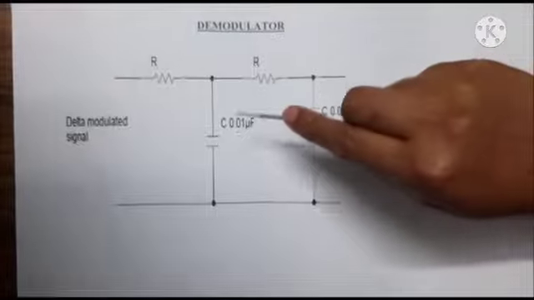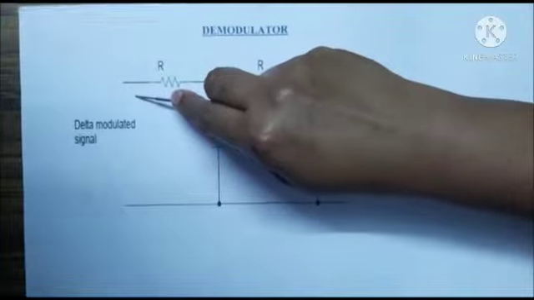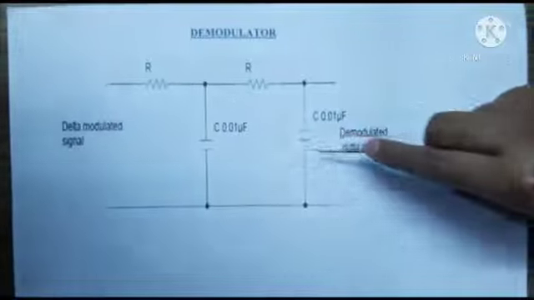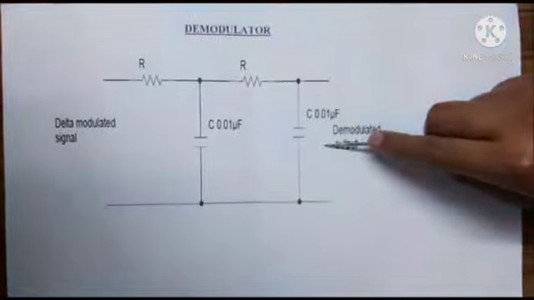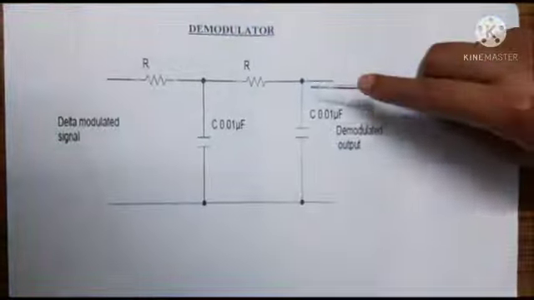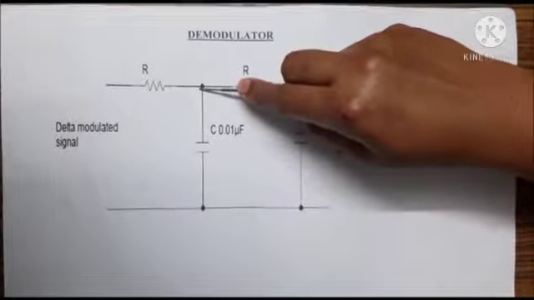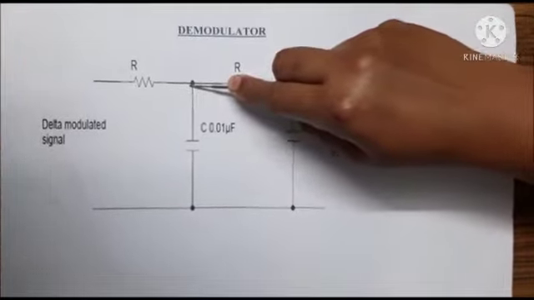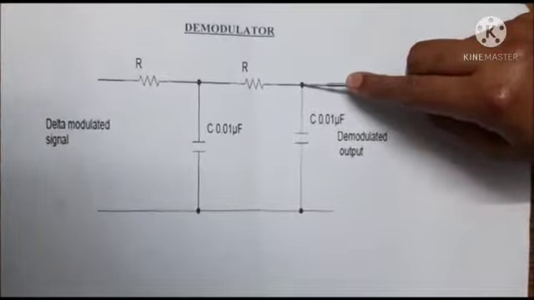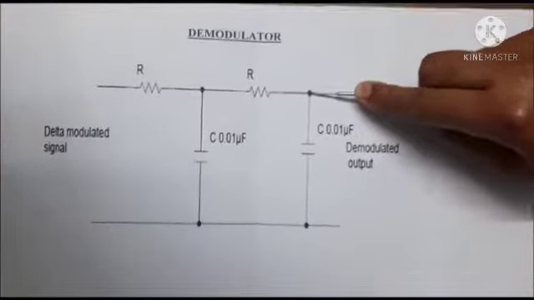This is the demodulator circuit. Here the delta modulated signal is given as an input to the demodulator circuit. Here we are using two stages of low pass filter. This one is the first stage. This is the second stage. At this stage we will be observing the first stage reconstructed version of the signal. At the second stage we will be observing the second stage reconstructed version of the signal with reduced ripples.